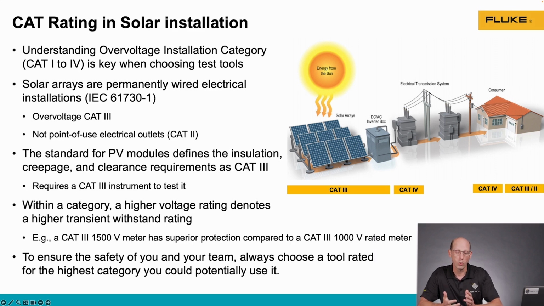When we look at category rating, the category rating alone doesn't give us enough information. We have to look at voltage as well, which I'll talk about more in the next slide. It's important to have a tool that's going to have a category rating that's going to match the environment in which you're testing. So again, solar arrays are a category 3 environment, our point of interconnection, our lines to our medium voltage transformers are going to be category 4 environments.